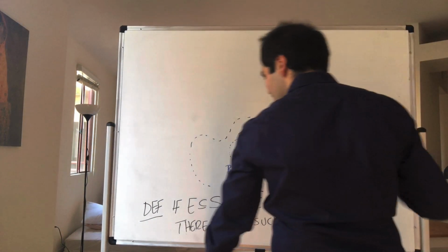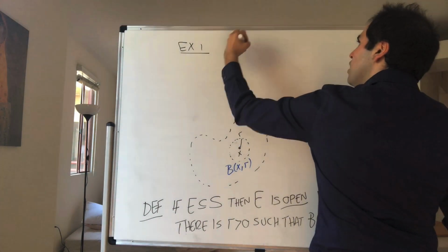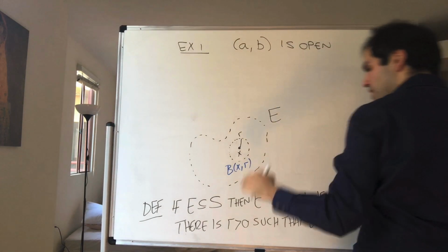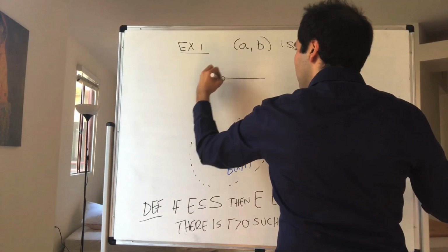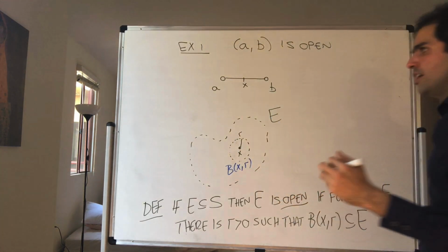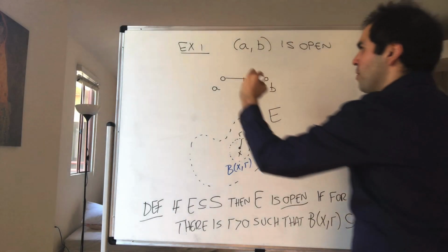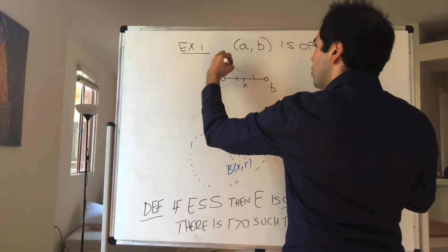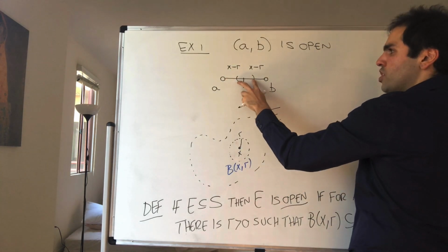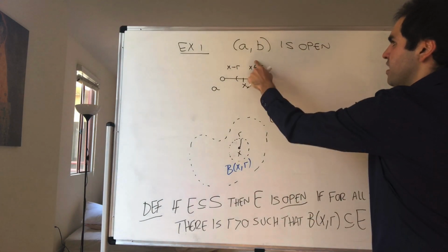So now, let me give you a couple of examples. For instance, in R, the interval (a, b) is open. And why is that true? Well, if I give you any point x, you can always fit a very small interval inside (a, b). In other words, there is always r small enough such that the interval (x - r, x + r) is in that interval (a, b).